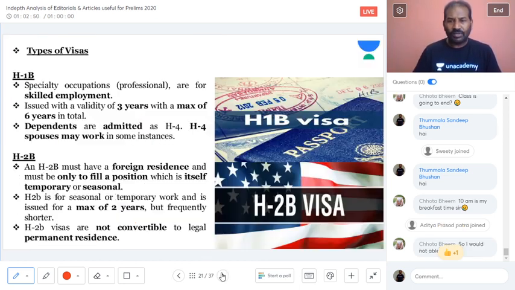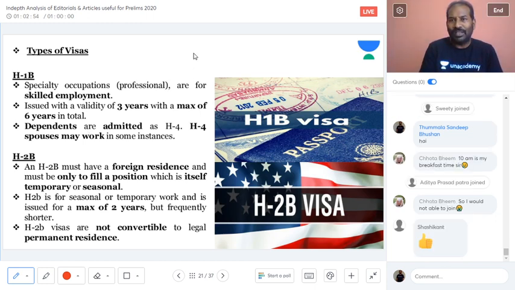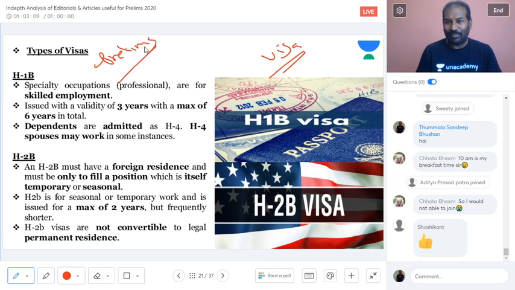And then the next point I would take is types of visas. So we were worried about the immigrant policy or immigration. Definitely immigration takes place through a visa. So we will look at the different types of visas, and these are very important from the prelims factual and analytical point of view. So we have the H1B visas and H2B visas, which I was talking about.